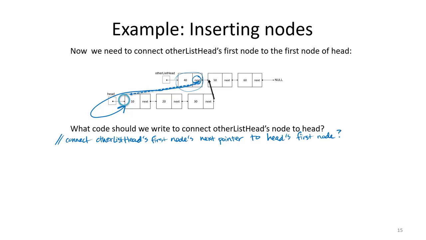Well, if we want to access other list head's next value, we write other list head arrow next. That will access this next pointer. And where do we want next to point? We want it to point where head points. Notice now that next pointer will no longer be pointing at the second node in other list head's list.